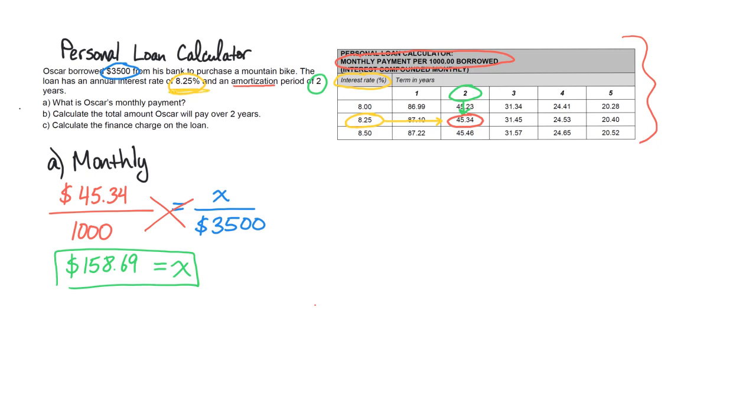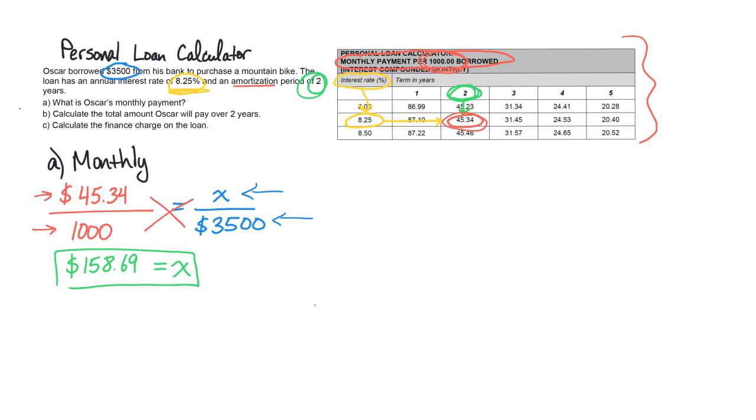Okay, so again, the way that I did that is I started by figuring out what was the percent that he decided to borrow from, and percent is the first column I chose. Then I had to figure out for how many years, and that's the next column that I chose. The two numbers come together to give me a monthly payment, but that monthly payment is only true if I borrow $1,000. So I take that monthly payment, I put it over $1,000, and I create an equivalent fraction where I want to figure out Oscar's monthly payment based on the amount that he borrowed.